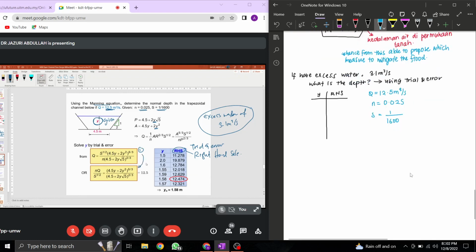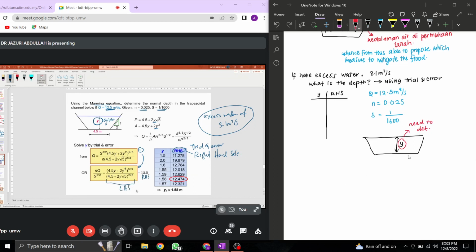So ini yang telah disimplify. Okay, so jadi in this case dia akan dapat 4.5y plus 2y power of 2 and then 5 over power of 5/3, and then the right hand side of the equation is this is right hand side and this is the left hand side punya equation.